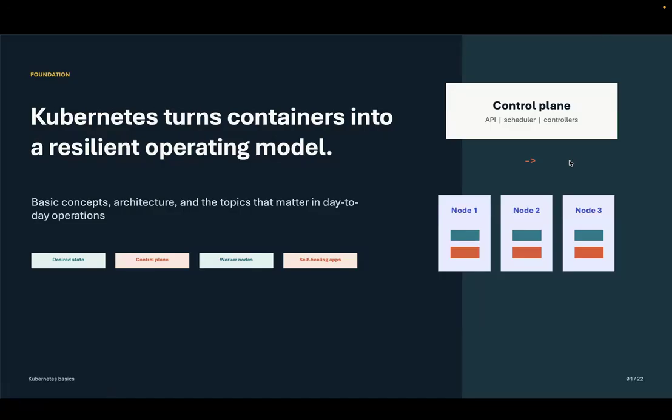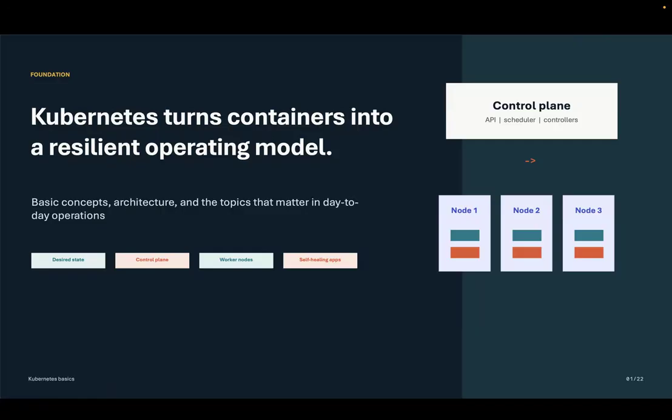Welcome everyone. In this session, we are going to build a practical mental model of Kubernetes: what it is, how it is organized, and why it matters when we run Kubernetes applications in real environments. At a high level, Kubernetes turns containers into a resilient operating model.